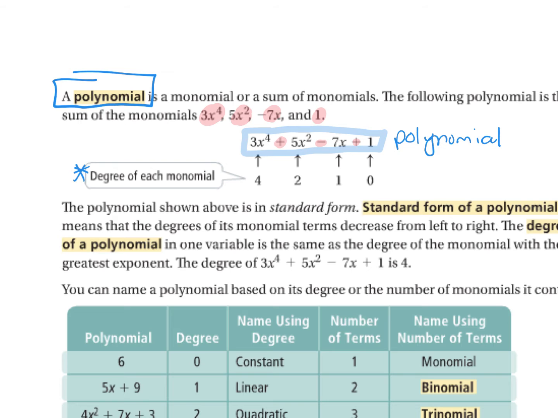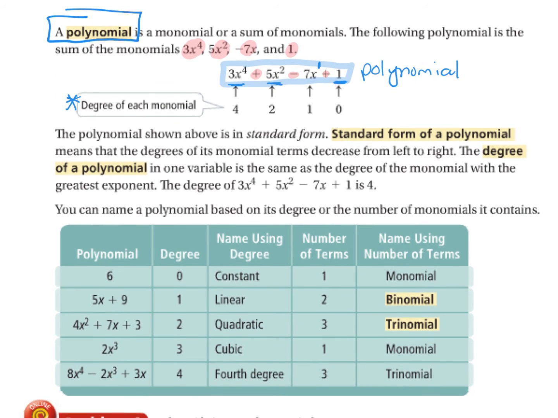Okay, now each polynomial has a degree. The degree is just the exponent. So in the first term, the exponent is a 4. The next term, the exponent is a 2. The next term, this really has a 1. And then this guy doesn't really have an exponent because it's not a variable.